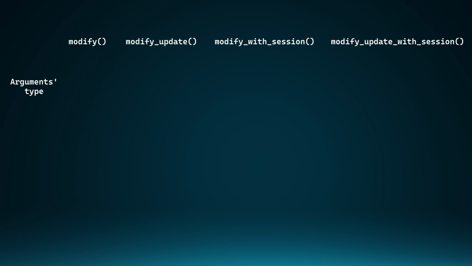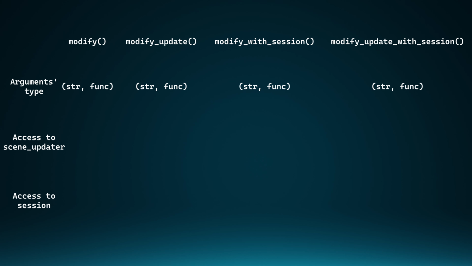All four methods work similarly. They require a string as the first argument, which is the name of the command. This can be basically anything. And the second parameter should be a function, which will be executed when the modify method is called. This function receives different objects depending on which modify method you are using. So the main difference between these methods is whether they allow access to the scene updater and the session object. The basic modify method doesn't provide access to either, while modify update with session provides access to both.